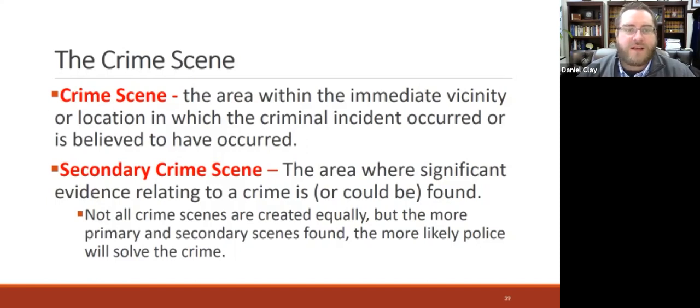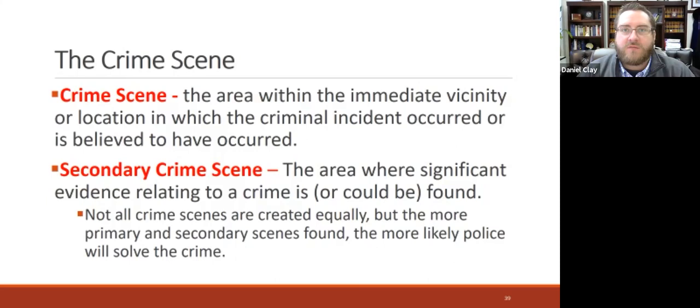So again, oftentimes secondary crime scenes can be misleading because we think that's the crime scene when in reality it's only a secondary crime scene. There's another crime scene that exists. And a lot of times there are further secondary crime scenes, right? So to this end, not all crime scenes are created equal. The more primary and secondary scenes found, the more likely the police will solve the crime, right?